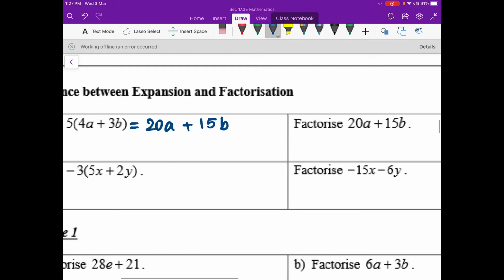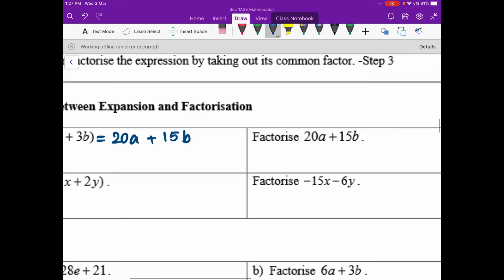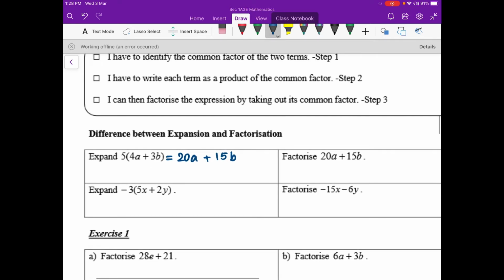Now, let's take a look at the expression on the right. It says factorize 20a plus 15b. Since factorization is the reverse of expansion, we expect the answer to be the first one, which is 5 times 4a plus 3b. That is the factorization. That is what we expect to see.